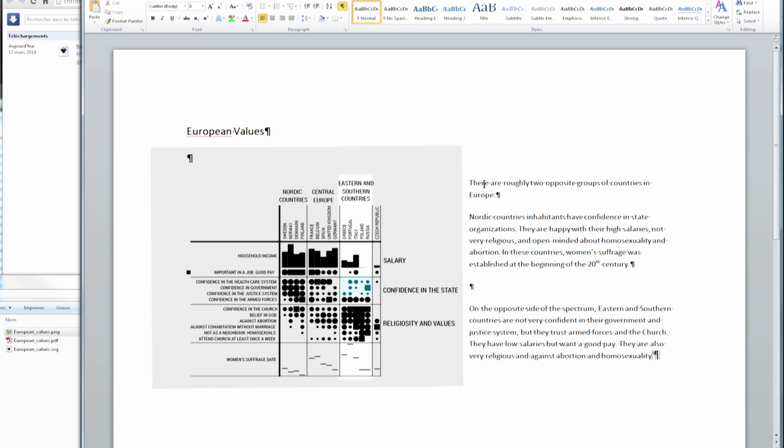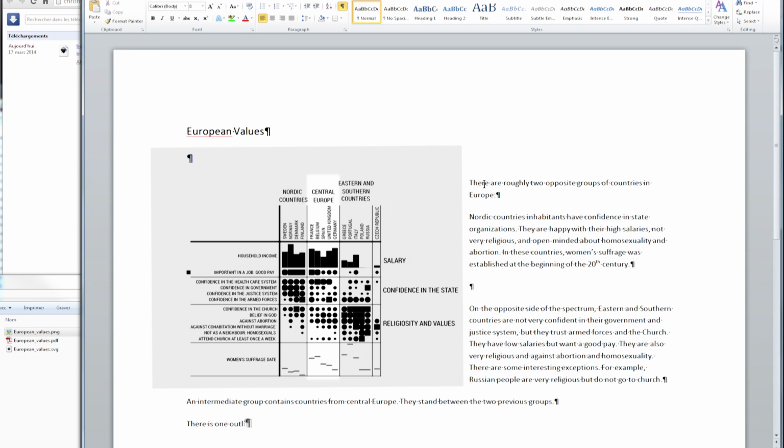Intriguing cases include Russians, who are very religious but do not go to church. Countries from Central Europe stand between the two previous groups. Czech Republic is an outlier, low income and low confidence in state organizations, but are not religious.